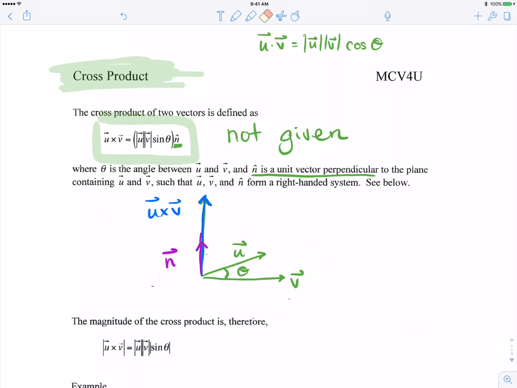And that syntax shouldn't be a hat over top. It's an N with like a little chapeau. I don't know what it's called.